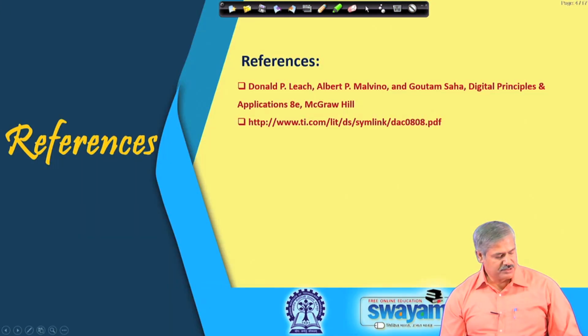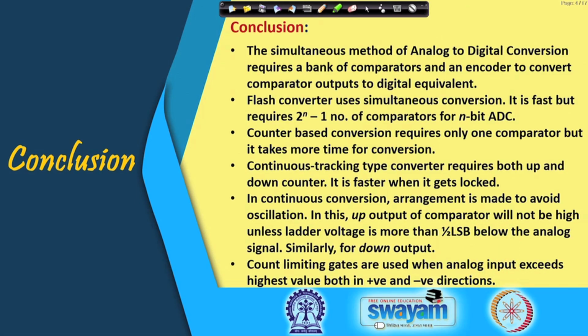So, with this we conclude what we have seen very briefly: the simultaneous method of A to D conversion requires a bank of comparators and an encoder to convert the comparator outputs to its digital equivalent. Okay. Flash converters use simultaneous conversion. It is fast, but it requires a large number of comparators. So, for n bit it requires 2 to the power n minus 1. Okay. Counter based conversion is simple, the basic one that we have seen, where only one comparator is required, but it requires more time. Okay.